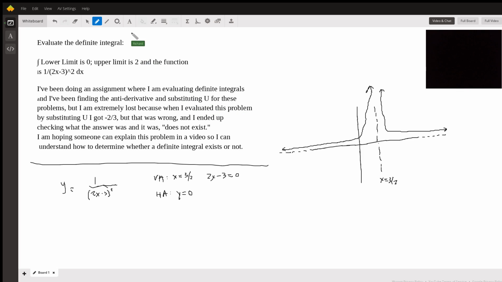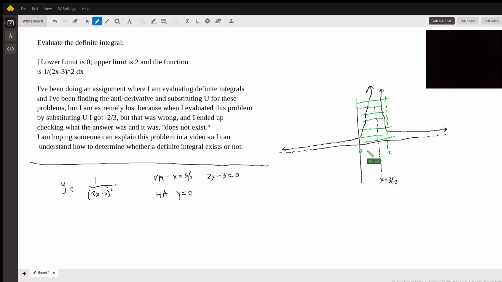And of course, let me just change color here. We're interested in the integral from 0 to 2. So 0, here's 2 here. So we're interested in this space here. And because that includes the vertical asymptote, this function is not continuous in the interval 0 to 2.